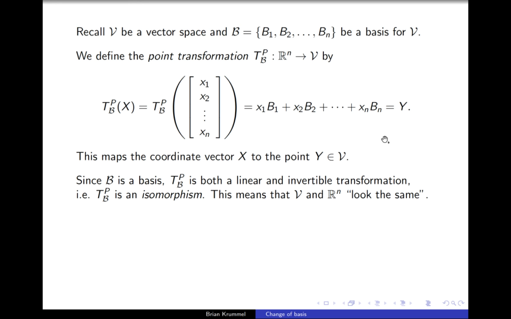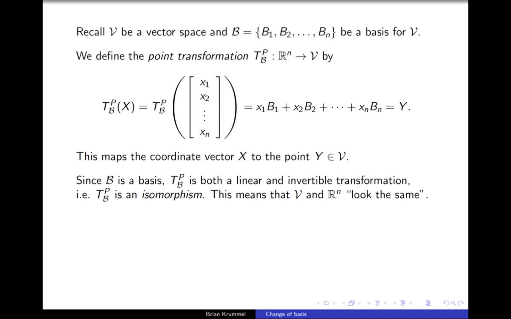Now, since B is a basis, it's quite clear from the description that the point transformation is a linear transformation. But moreover, since B is a basis, it's actually an invertible transformation. So for each coordinate x, there's a unique point y, just by applying the transformation and taking the linear combination here. But also for each point y, we can find the x coordinates. There's a unique choice of the weights x1, x2 through xn. So any linear transformation which is also an invertible transformation is called an isomorphism.